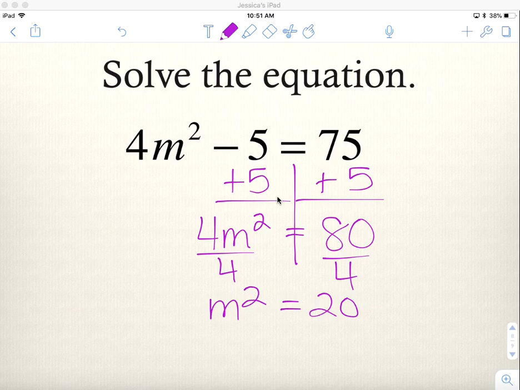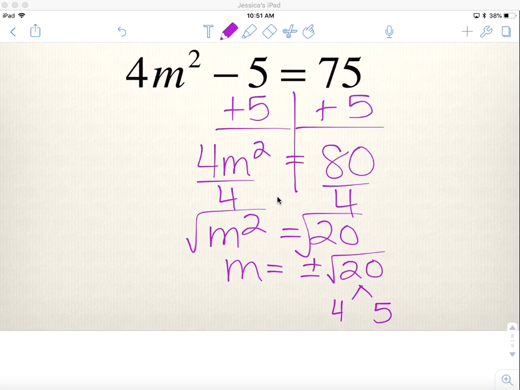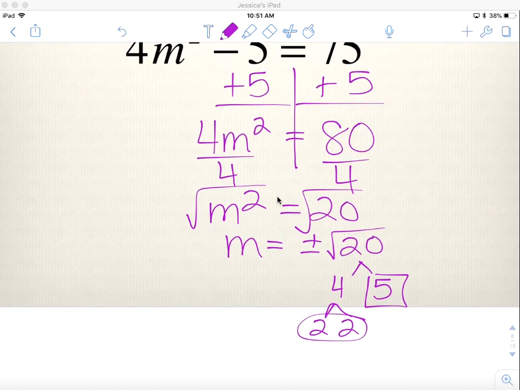Well, if I square root both sides here, I get plus or minus square root 20. I can't take the square root of 20, but I can simplify it. The biggest perfect square that goes into 20 is 4, and 4 times 5 equals 20. The square root of 4 is 2, so I have a pair of 2's with a 5 left over. Your final answer for this problem is plus or minus 2 square root 5.